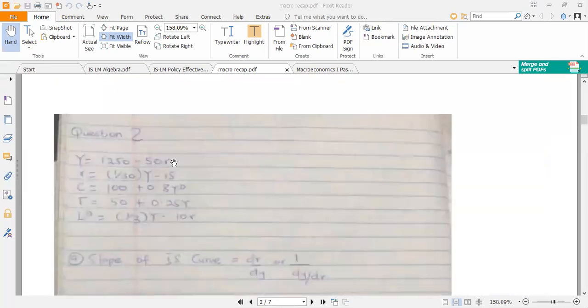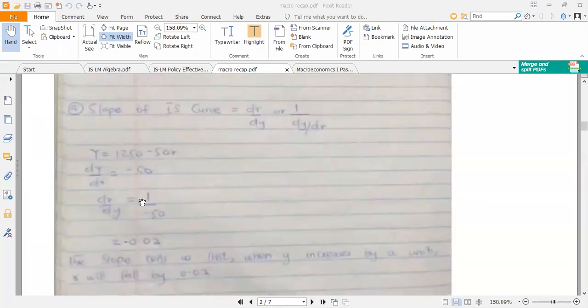Okay, so if you look at the solution here, if you want the slope for the IS curve, dr/dy should be 1 over dy/dr. So from the IS equation, when you differentiate y with respect to r, you get minus 50. So reciprocating it, we get minus 1 over 50. The sign is negative because we are in the goods market. There's an inverse relationship between the income and then the interest rate. So this is your slope for the IS. We are getting minus 0.02.